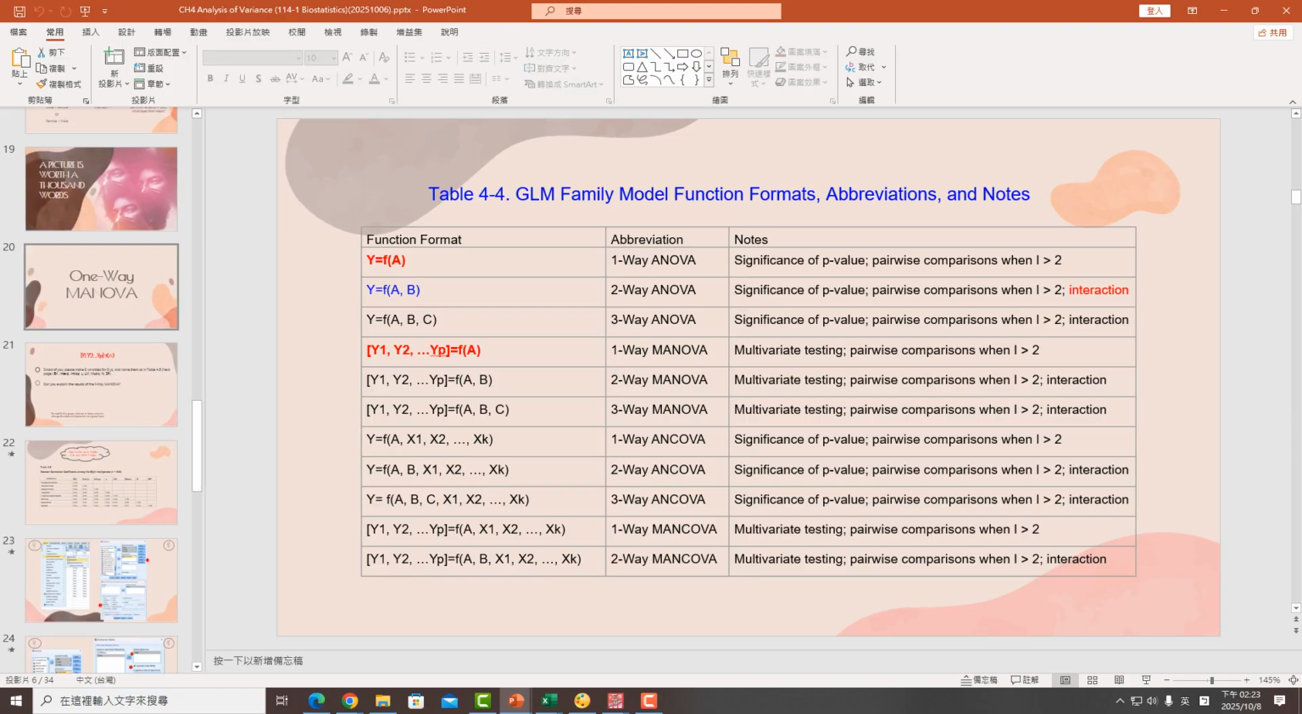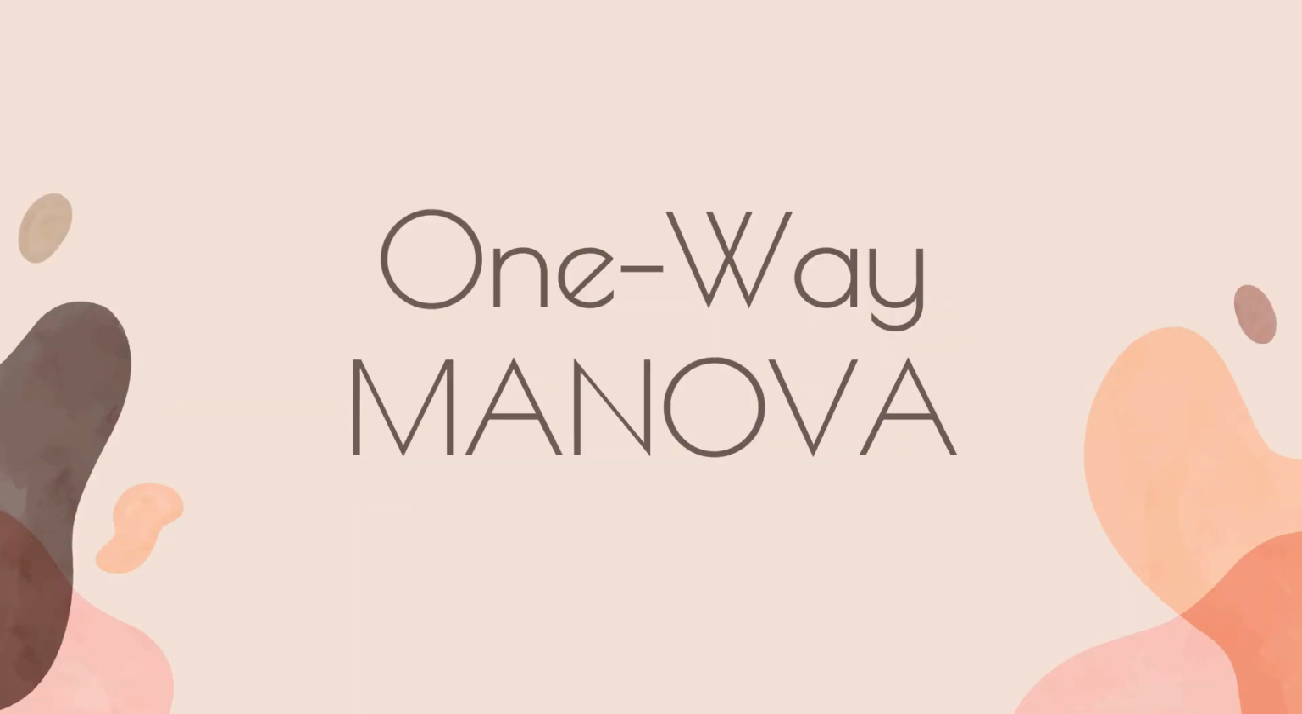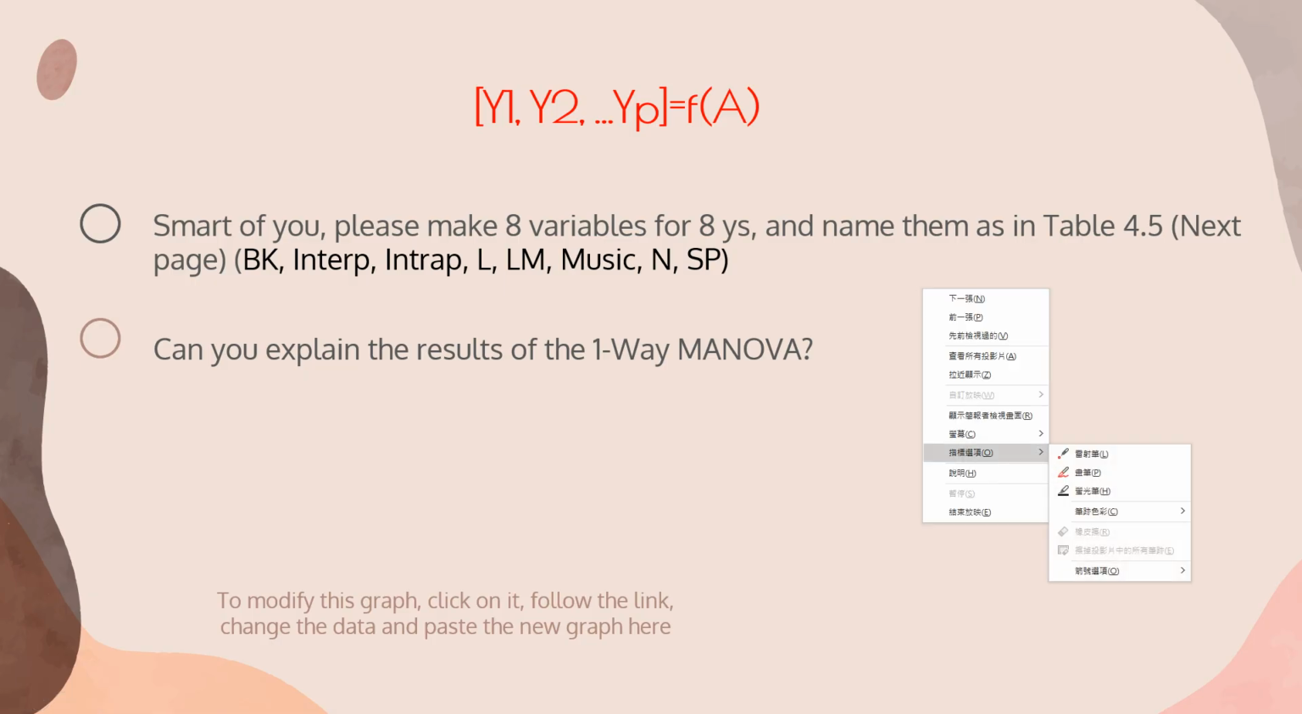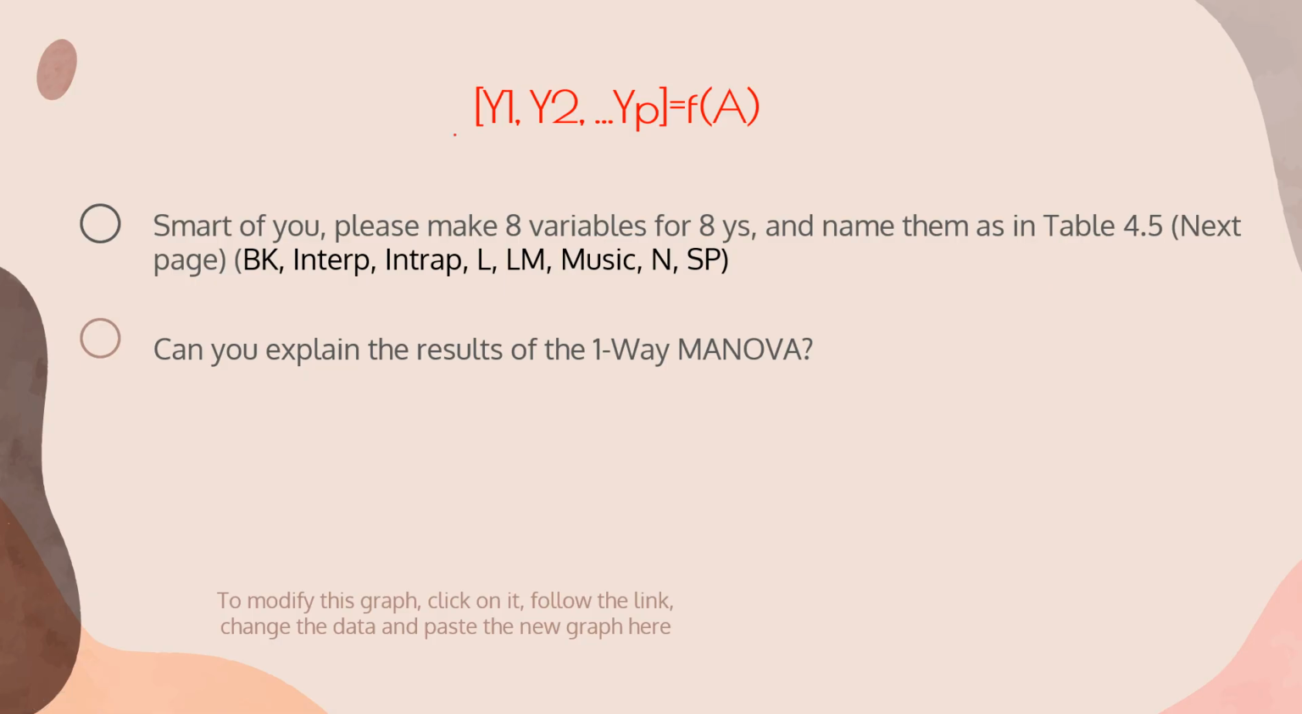That's back here. So remember the format is right here: Y1 to Yp equals the factor. So right now you have to use SPSS. Please make 8 variables for 8 Y's, and the name length is in Table 4.5.